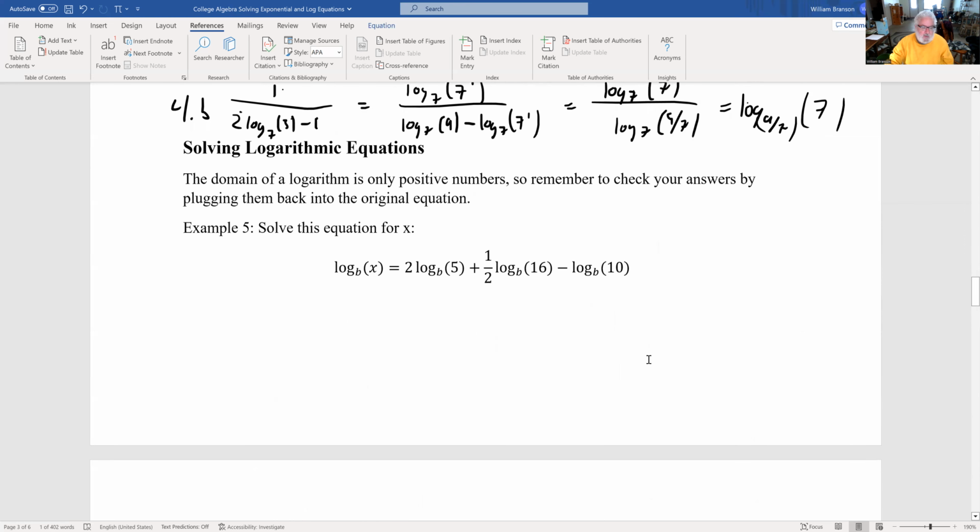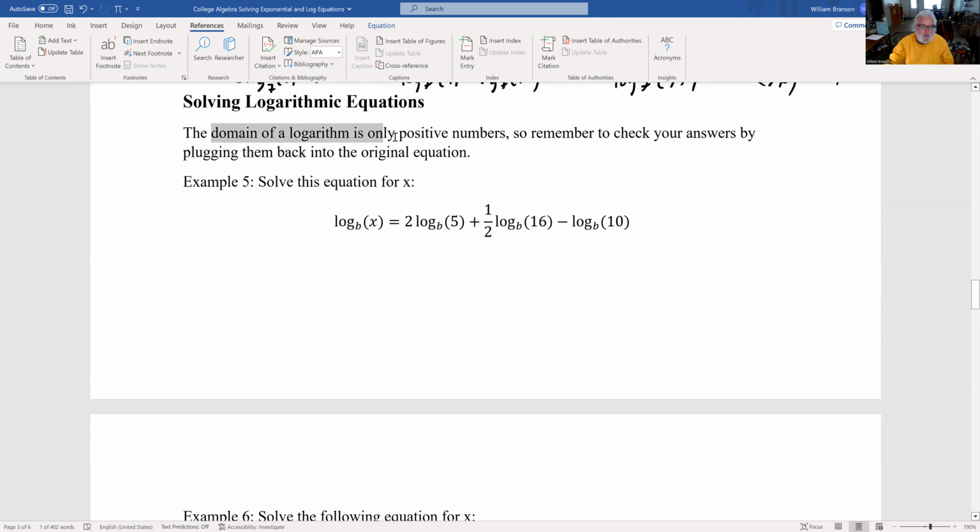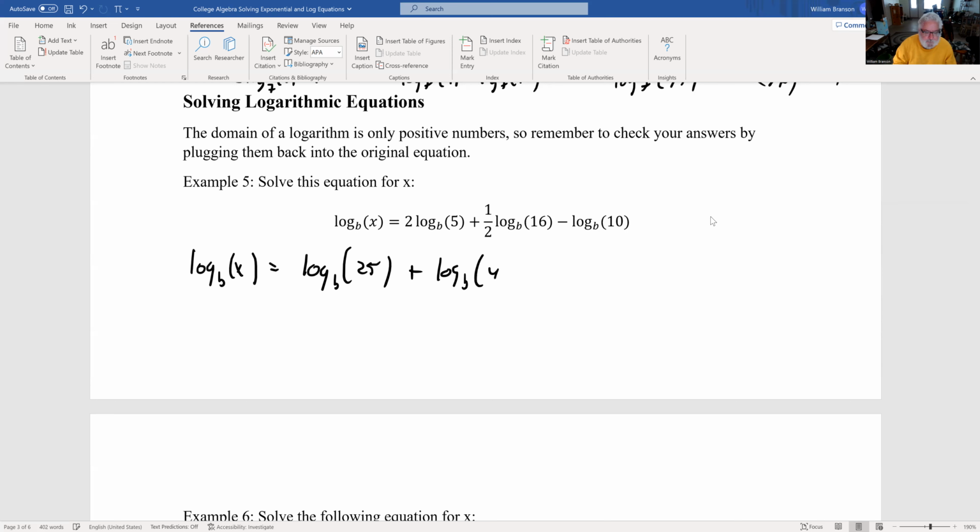Okay, so solving logarithmic equations, we have to keep in mind that only positive numbers go into logarithms. So remember to check your answers by plugging them back in. This one, we're just going to contract the right-hand side. Remember that the 2 can go in on the 5 as an exponent. That gives me a 25. The 1/2 can go in on the 16. 16 to the 1/2 is the square root of 16, which is 4, and then minus log 10.